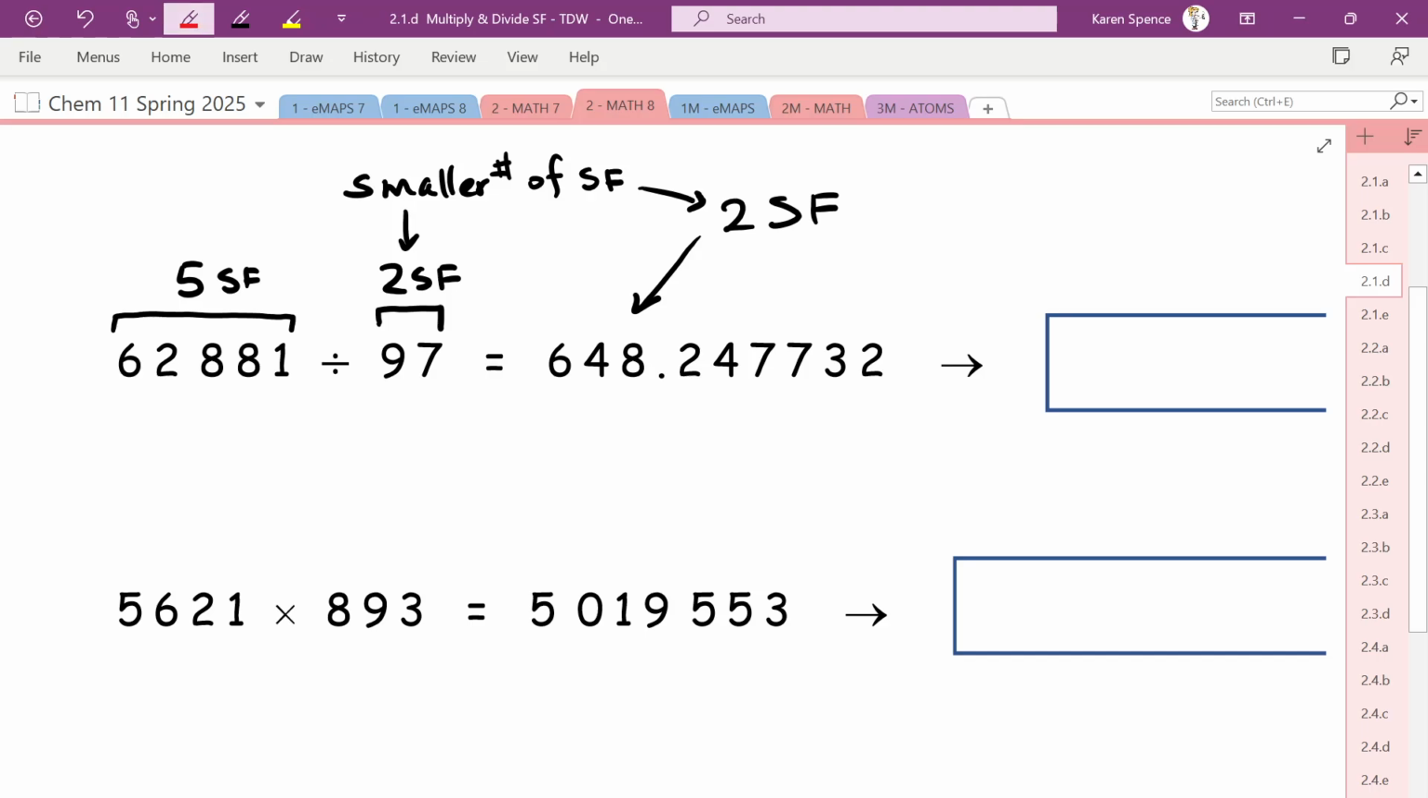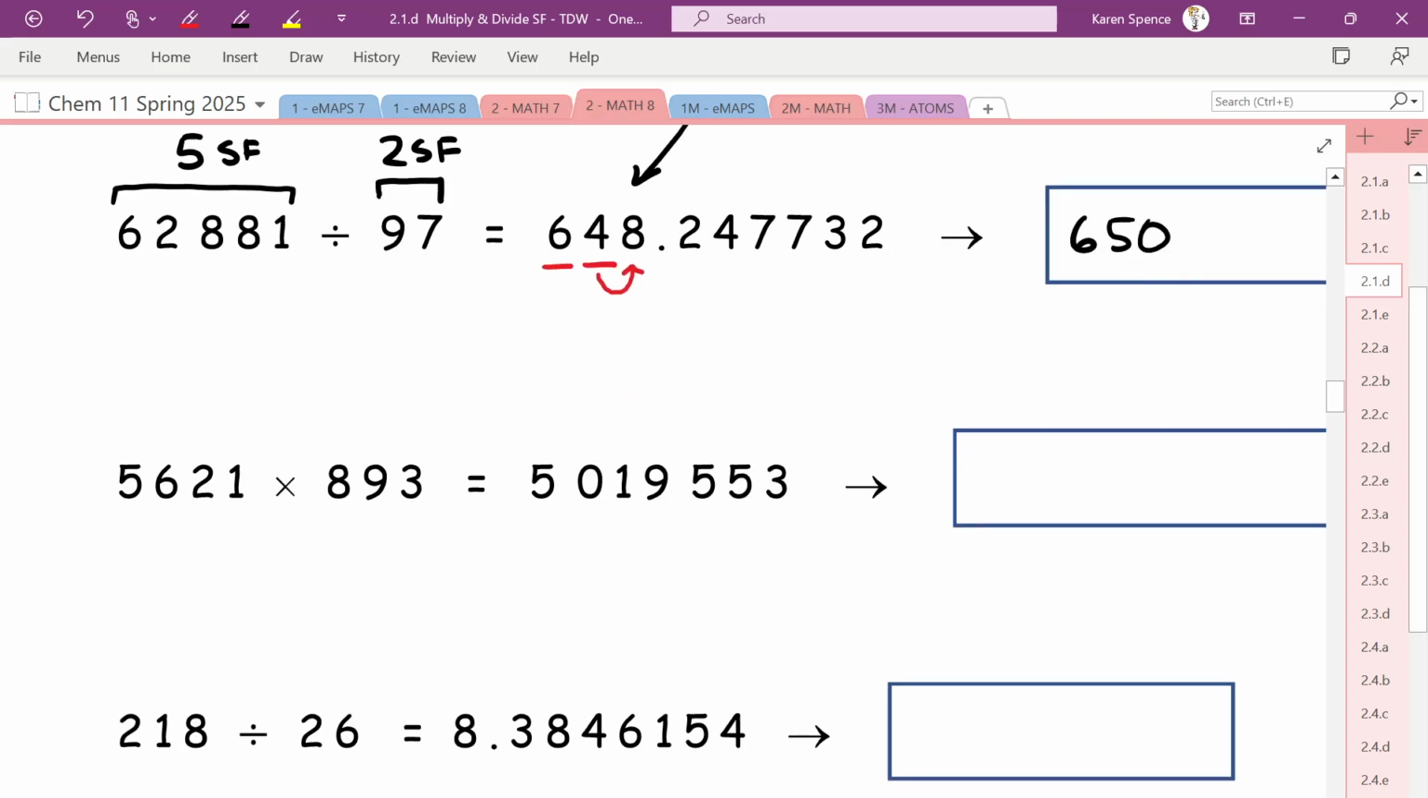So we say, where is my 2? Well, I've got a 6 and a 4, and I'm going to stop there. I'm going to look to the right. That's an 8. So I'm going to have a 6, and the 4 becomes a 5. And then I have to say, this is the 600, so it has to be 650. Okay.